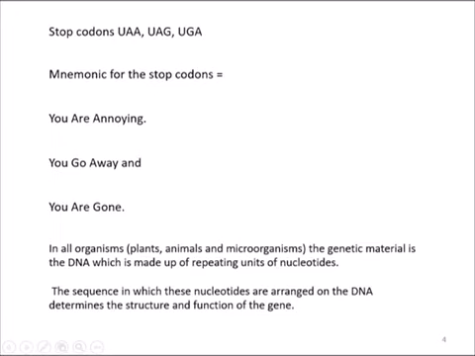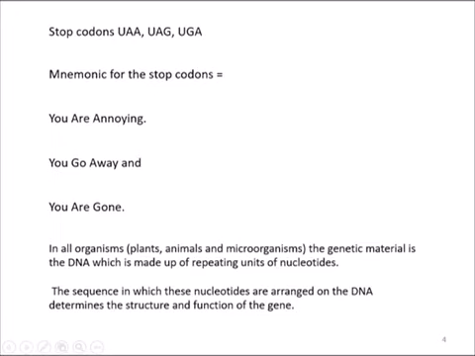Mnemonics for the stop codons, which are UAA, UAG, and UGA, are as follows. For UAA, we have the mnemonic "You are annoying." For UAG, we have "You go away." And for UGA, we have "You are gone."